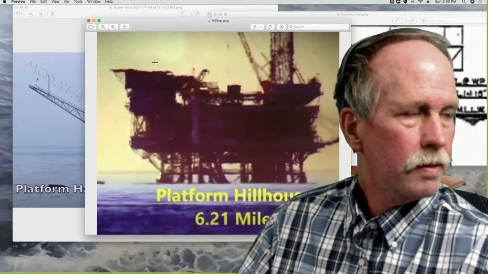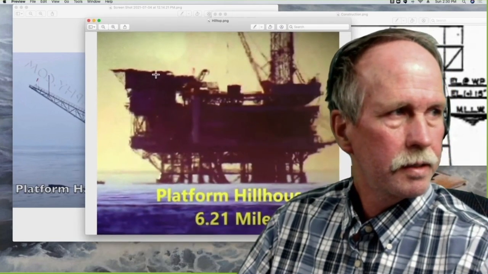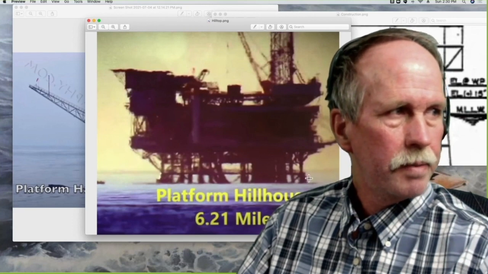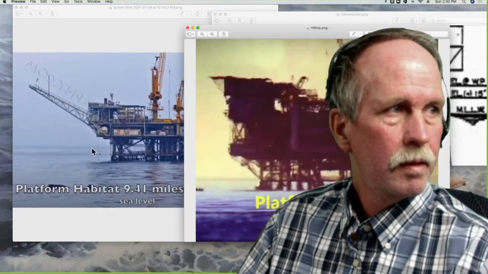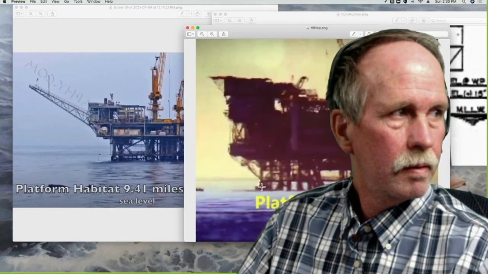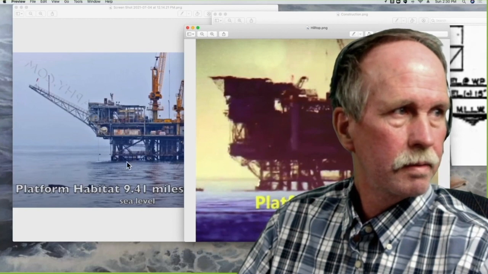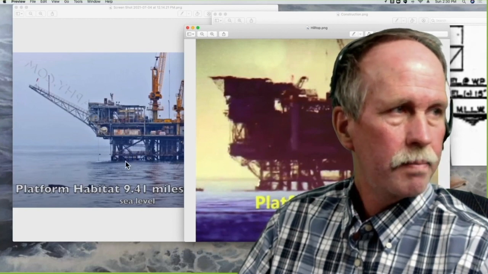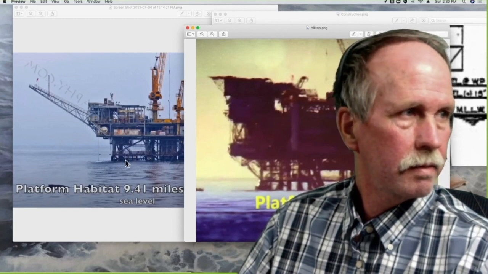Now, trying to think if I've got a clearer picture of Hill House. It's unfortunate that we don't have a boat and a man to compare it to. Yeah, this one's a lot clearer than the other one, though. It looks to me like you're seeing, I'm seeing all of this, the whole thing that you're seeing in the picture. Yeah, I'm pretty much seeing all of this down here.